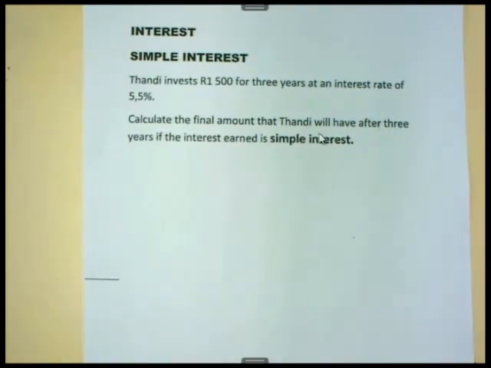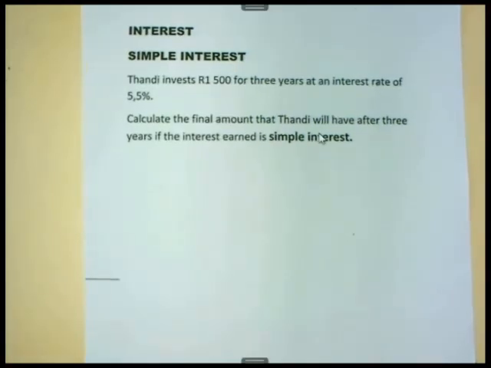Let us start off by discussing simple interest. I'm going to do an example for you. In this example, we're going to work with Tandi, who invests 1,500 Rand for 3 years at an interest rate of 5.5%. Let us see what the value of Tandi's money will be at the end of the day if we calculate simple interest.